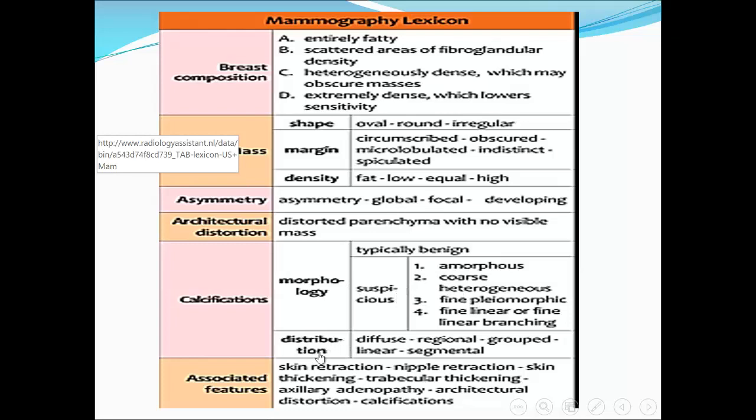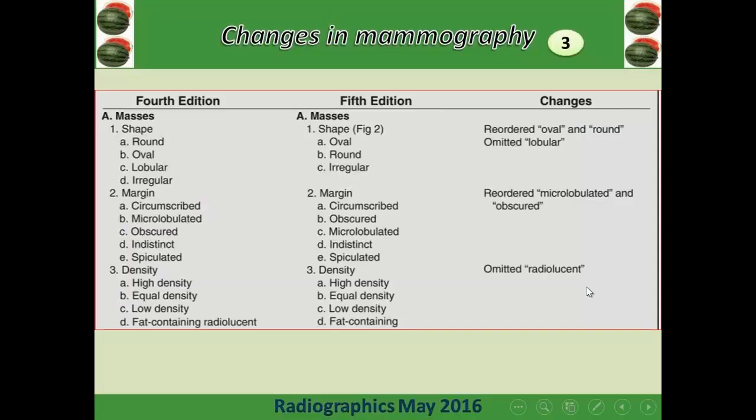For calcification, you also have to report the distribution: diffuse, regional, grouped, linear, or segmental. Associated features: skin retraction, nipple retraction, skin thickening, trabecular thickening, axillary adenopathy, architectural distortion, and calcification. You must report these also. And these are the recent changes in the mammographic lexicon.